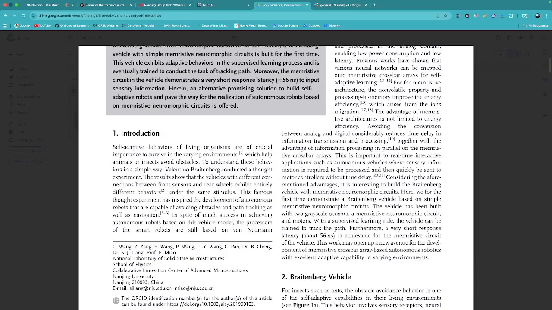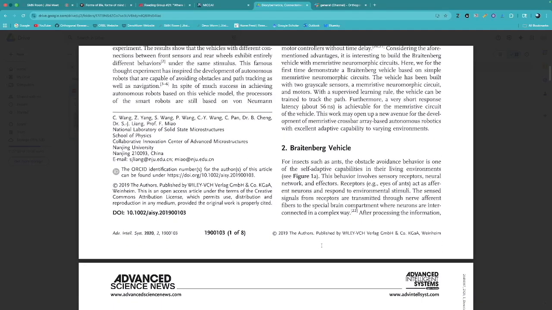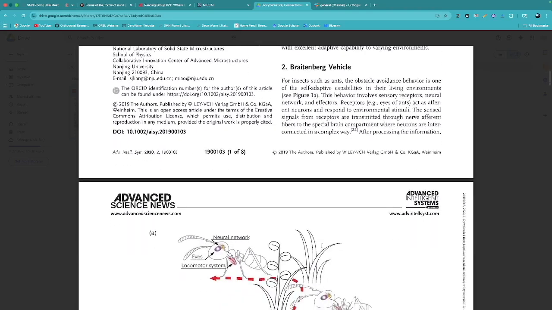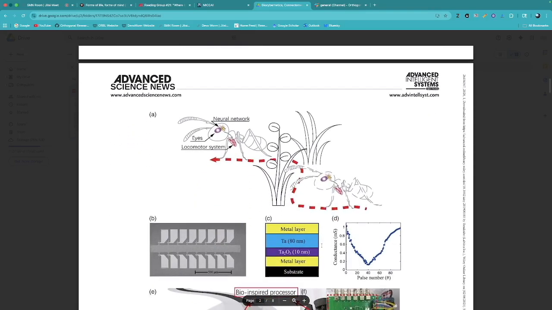With a supervised learning rule, the vehicle can be trained to track a path. Furthermore, a very short response latency is achievable for the memristive circuit of the vehicle. And so this is where they're very into the technical aspects of a memristive circuit. But of course, we'll go through their figures, and that gives a little bit more context here.